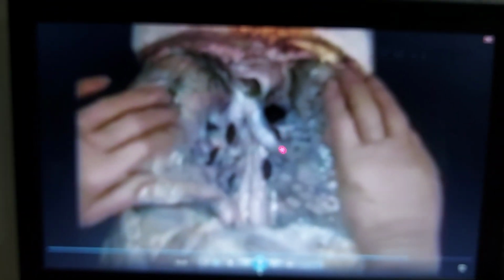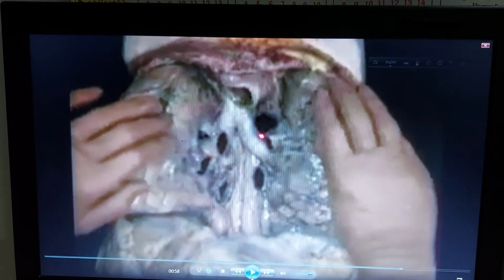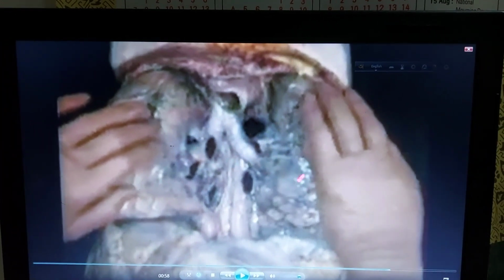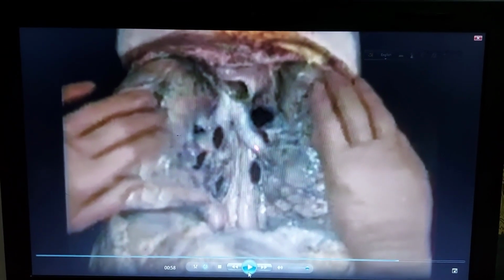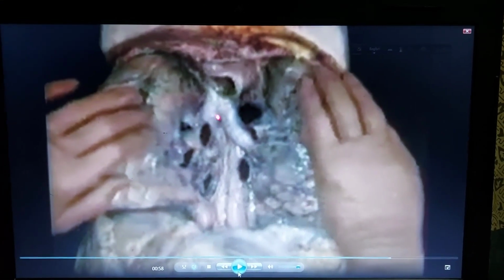This area is devoid of pleura. In this area there are so many structures. Sometimes it is asked in your examination what structures pass through the root of the lung, into the hilum. At the root of the lung, you can see this is the trachea, that means the bronchus. This is the left bronchus. This is the right bronchus.